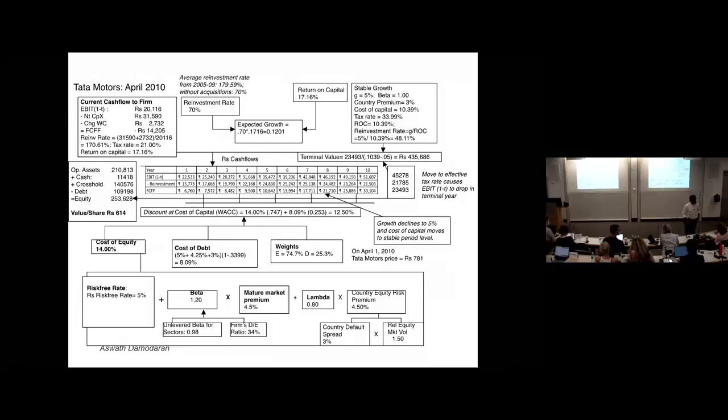Go ahead. Does it make a difference whether you're valuing the company as a foreign investor as compared to a local investor in that country? Yeah. I'll tell you when it makes a difference and when it doesn't.